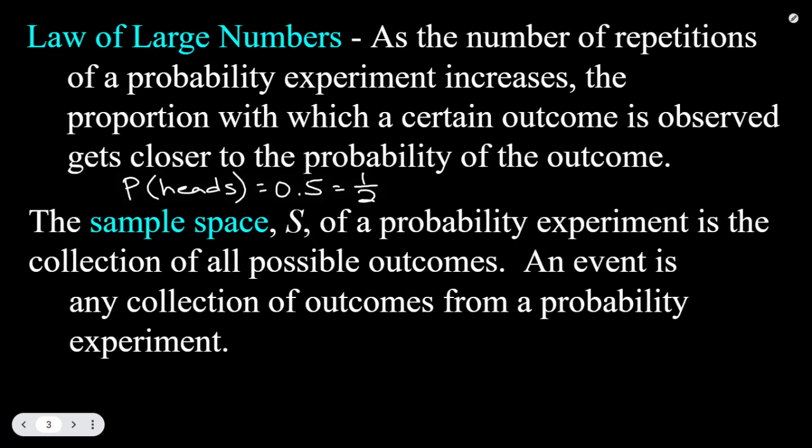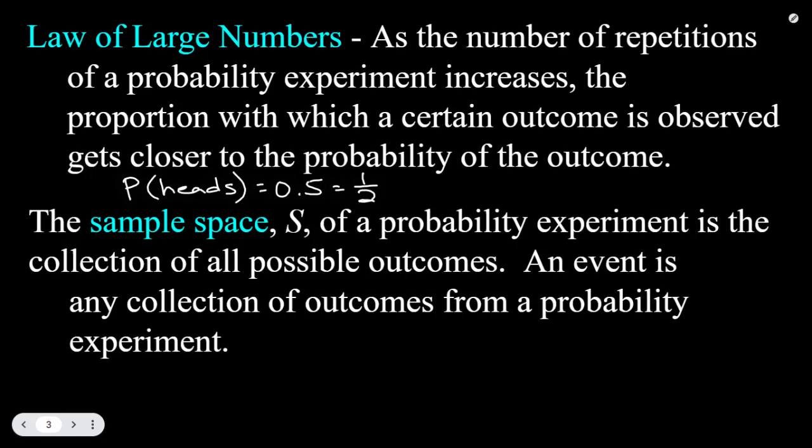If you know your probability is 1/2, if you do that experiment enough times, you're going to observe about half of them being whatever the outcome is you're talking about. In our case, my example is heads. The sample space, which we call S, of a probability experiment is the collection of all the possible outcomes. An event is any collection of outcomes from a probability experiment.